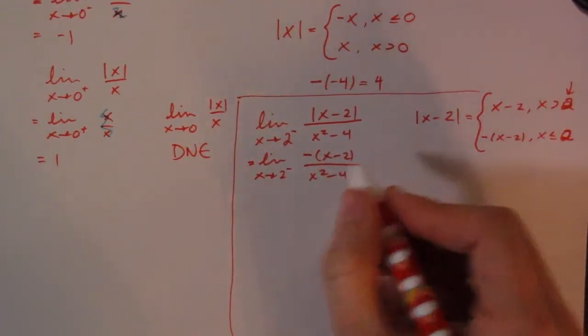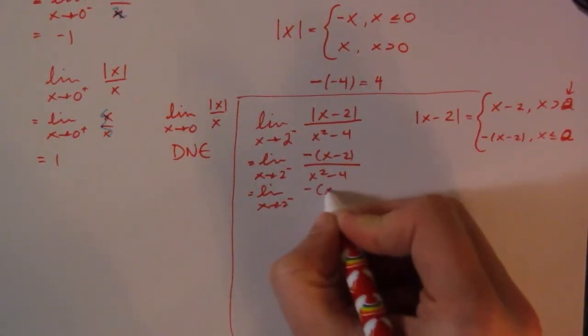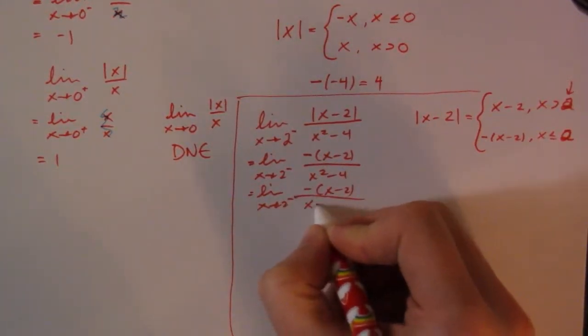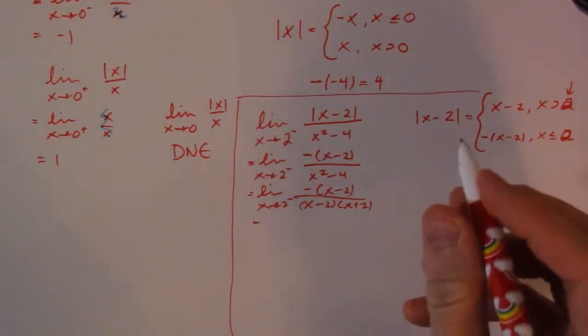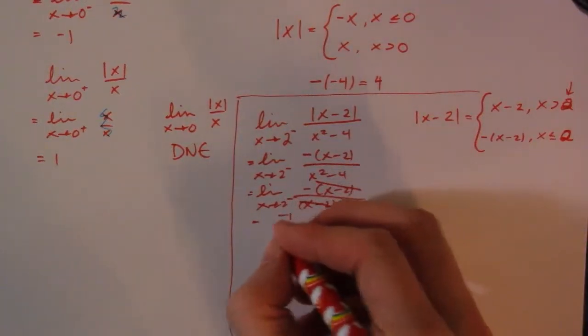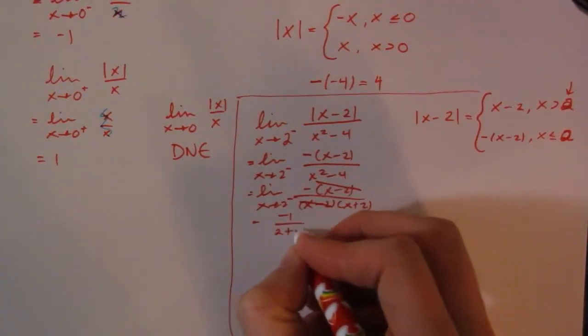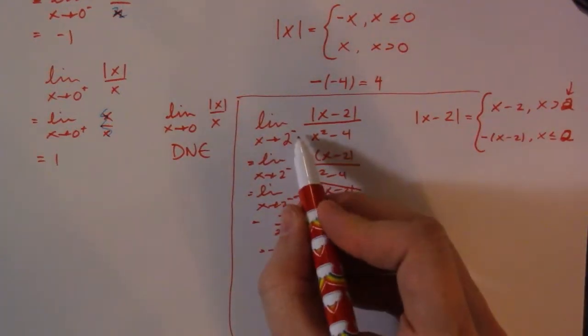So now it's just about trying to get something to cancel. So I'll factor that difference of squares on the bottom. And if you're not still understanding about which side to choose, I'm going to give you a little tip for the end of this video. So we cancel, so I'm left with negative 1 over 2 plus 2, which is negative 1 over 4. So that's from the left side right there.